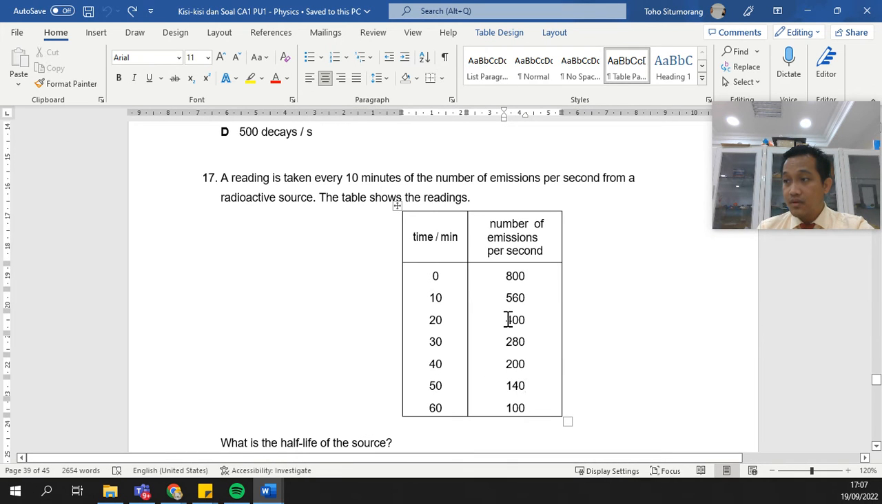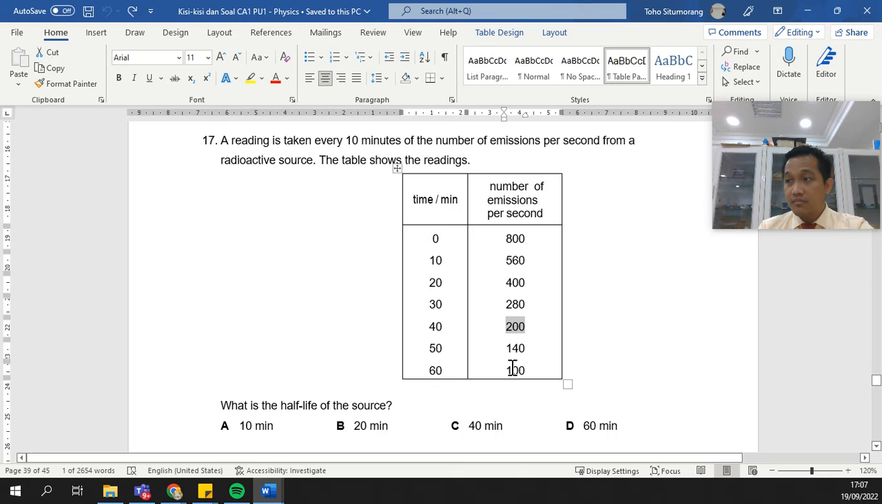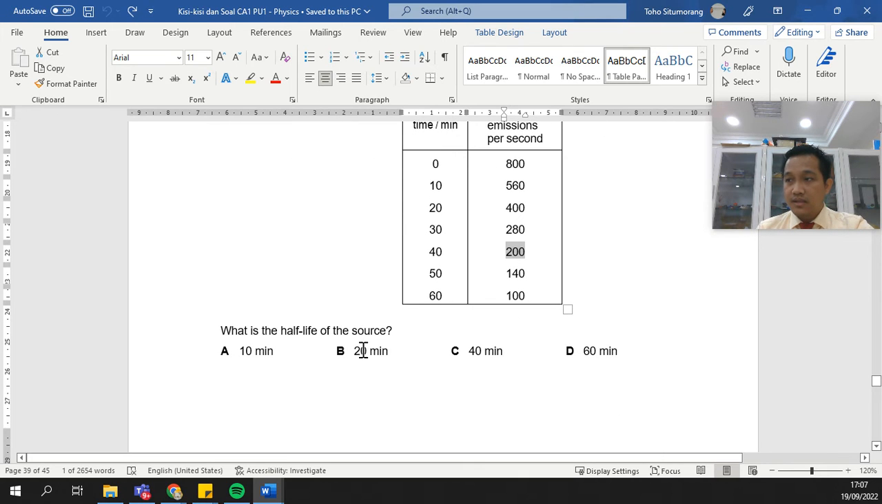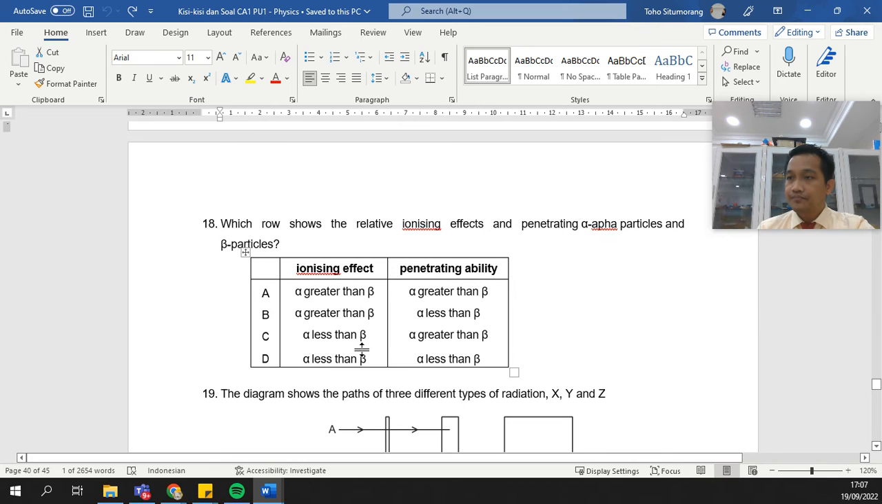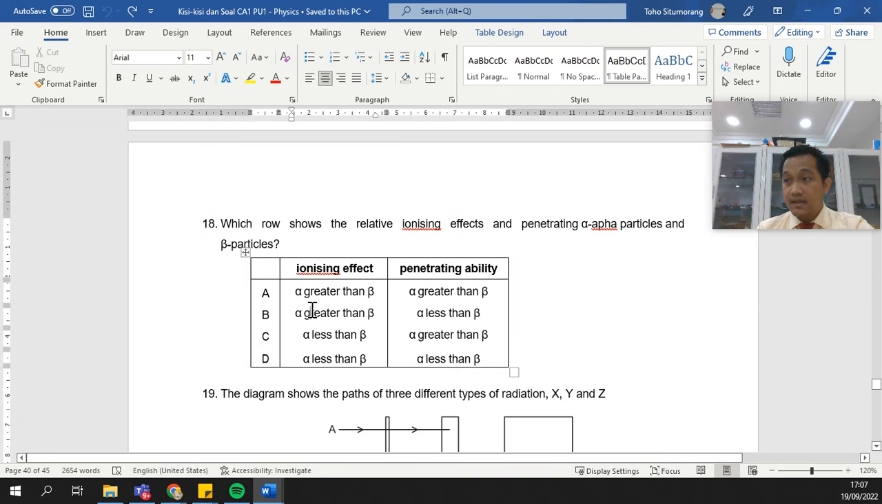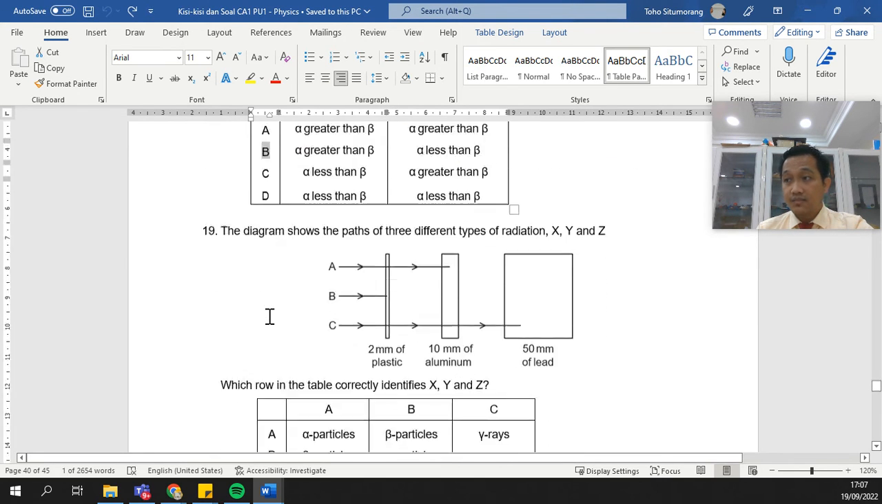For 17, the half-life of the source is easy to find. 800 divided by 2 is 400. It happens after 20 minutes. Let's check. After another 20 minutes, yes, the number of emissions becomes half. So that means the half-life is 20, correct? Number 18, this is about the ionizing effect. Of course, alpha is greater than beta, so the possible answer is A or B, but the penetrating ability for alpha is less. So that means the correct answer is B.